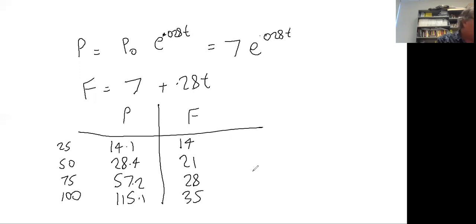And so we see that the ratio of F over P is going down. That ratio is getting smaller and smaller, and that supports Thomas Malthus's claims.